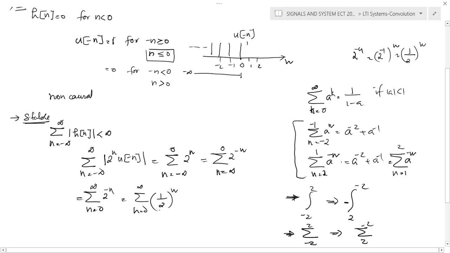So 2 raised to minus 1 means it's 1 by 2 the whole raised to n. So here a is less than 1, so you can apply this particular formula. And if you evaluate, you will get 1 by 1 minus 1 by 2. And from this, after simplification, you can see that it's simply 2. So it's less than infinity, so the system is stable. Okay, we already discussed the condition for stability. So the given system is non-causal and stable.